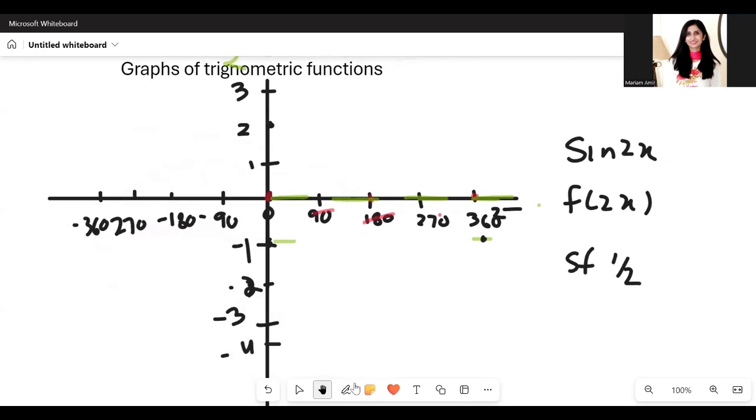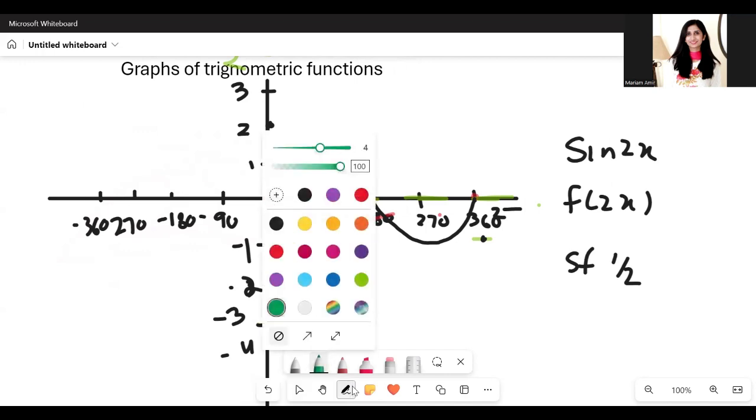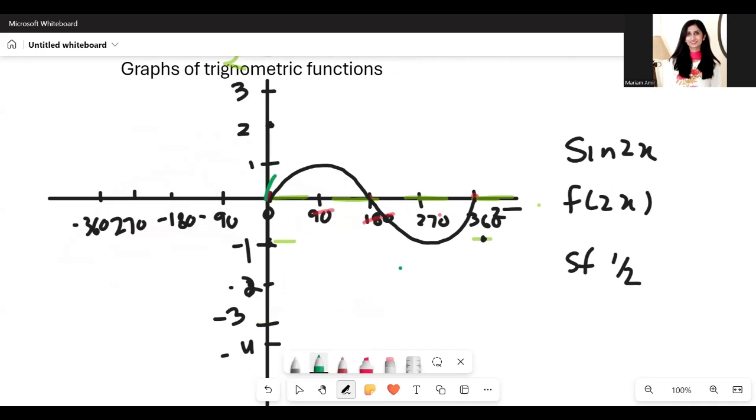Okay, so what should this look like? Let me first draw the original graph of sine x. So the original graph we know looks like this. It's between 1 and -1. And if it's sine 2x, it's going to stretch parallel to the x-axis with scale factor half. That means now the graph will look like this. And it continues, of course. The graph keeps continuing in both directions.